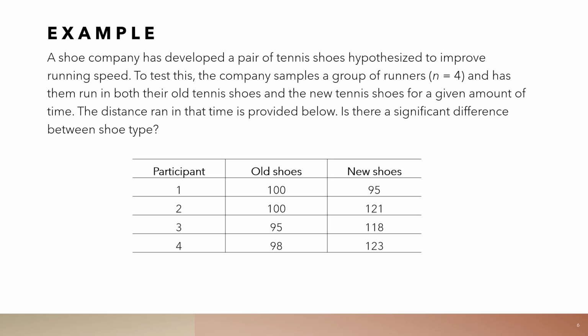Let's start with this example. A shoe company has developed a pair of tennis shoes hypothesized to improve running speed. To test this, the company samples a group of runners and has them run in both their old tennis shoes and the new tennis shoes for a given amount of time. The distance ran in that time is provided below. Is there a significant difference between shoe type?